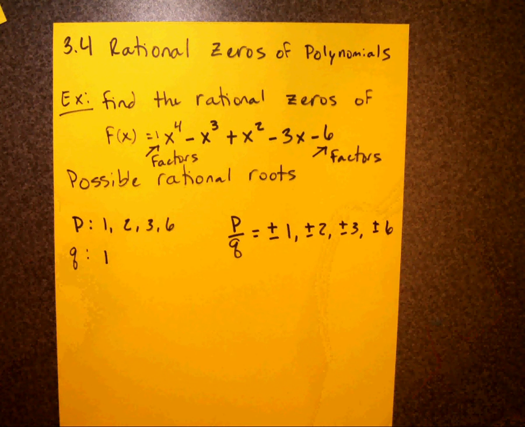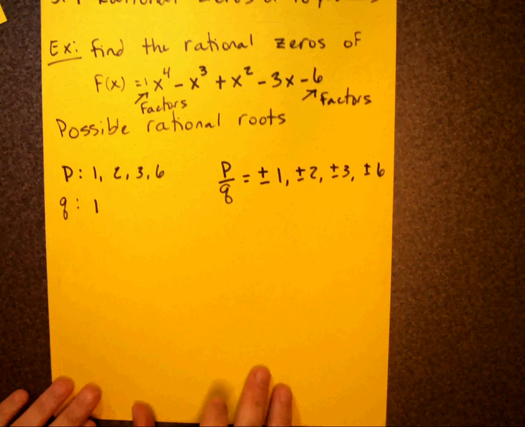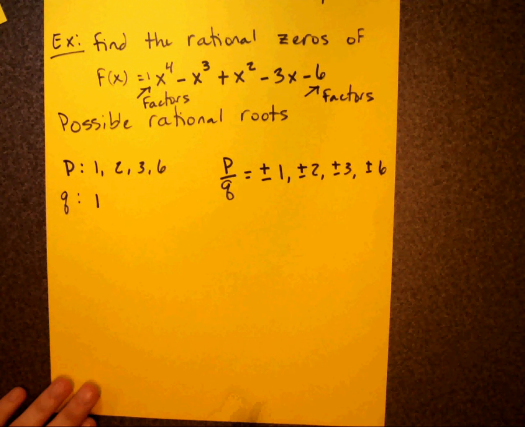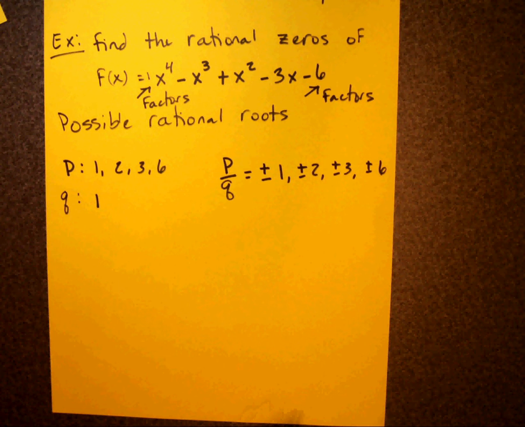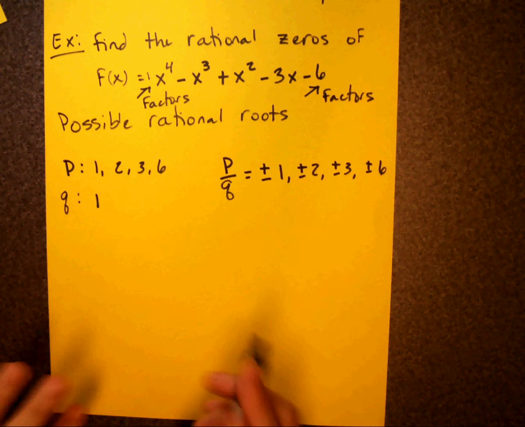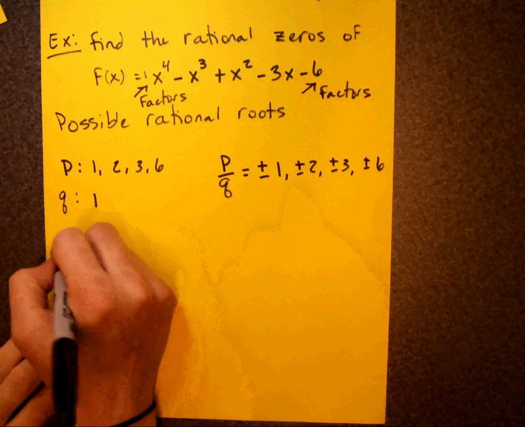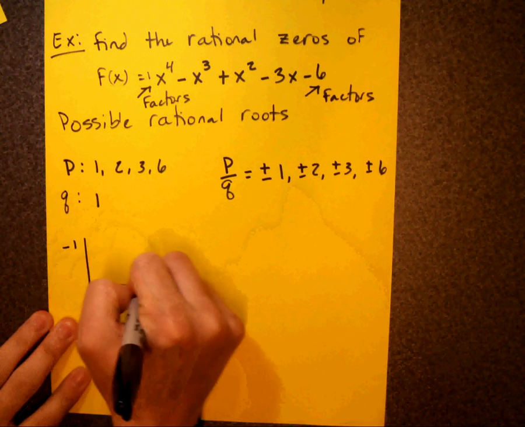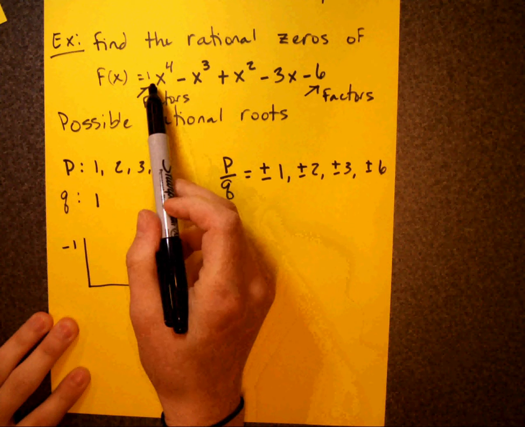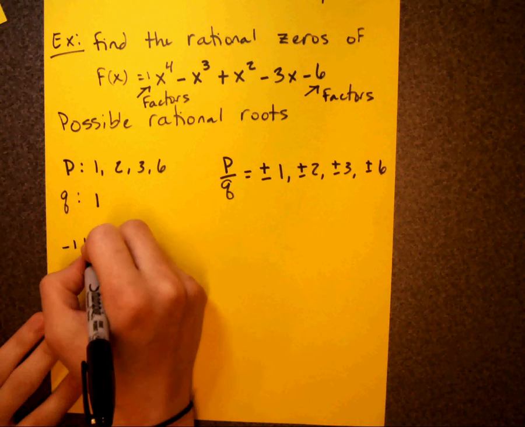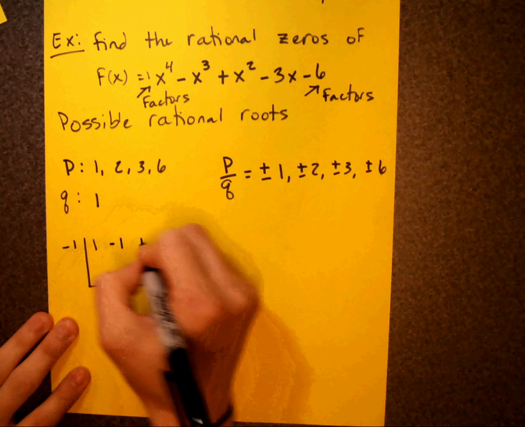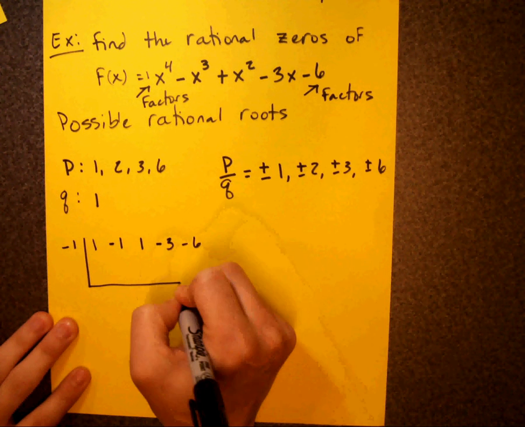So these are all the possible rational roots, and now we'll use synthetic division to figure out which ones are actually roots. So remember, we're looking for a remainder of 0. If I get a remainder of 0, then I know I actually found a root. So I like to start with the smallest number, so I'm going to start with negative 1. And set up with just my coefficients. So I have 1, negative 1, 1, negative 3, and negative 6.